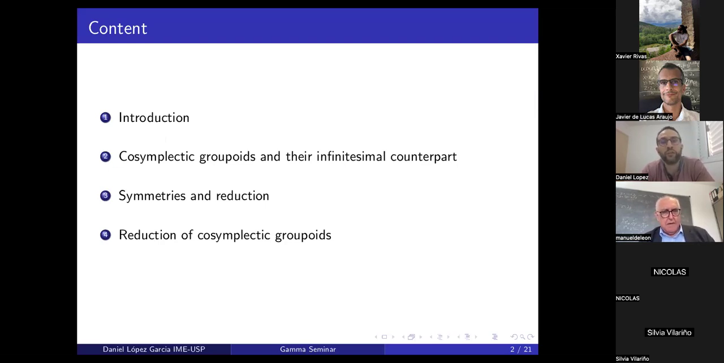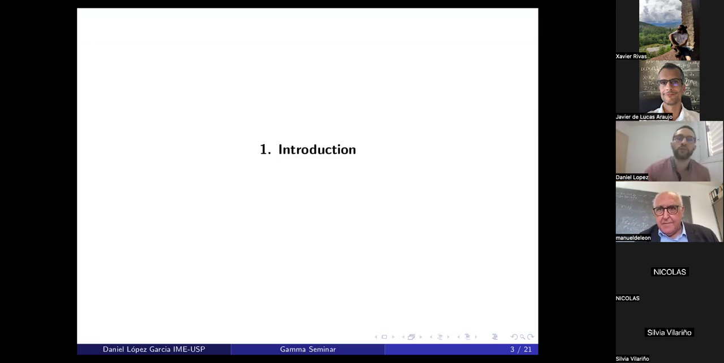I am going to try to give a motivation of using Lie groupoids and Lie algebroids in the context of symplectic geometry. The second part is a concrete definition of what is a cosymplectic groupoid and their infinitesimal data. The third part is about symmetries and reductions in the context of cosymplectic manifold and cosymplectic groupoids. And the last part is the main result in this work. So let me start with the introduction then.